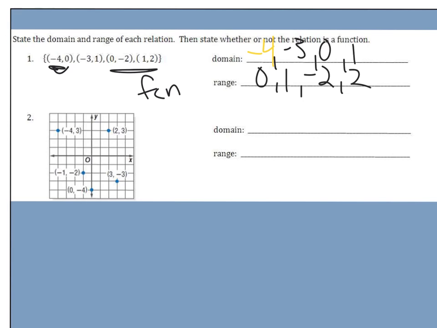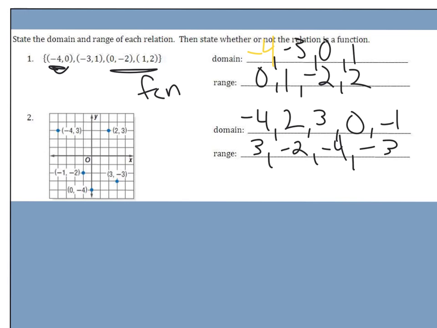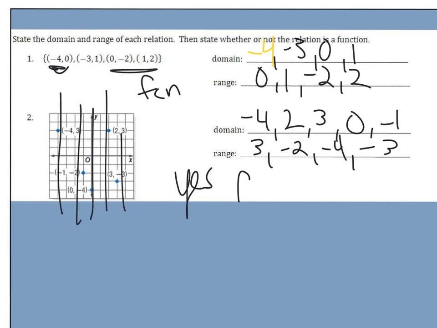Here, domain is going to be -4, 2, 3, 0, -1. Range, 3, -2, -4, -3. So here, yeah, this is going to be a function, because if I draw a vertical line anywhere, I only hit all the points once. So yes, it's a function.